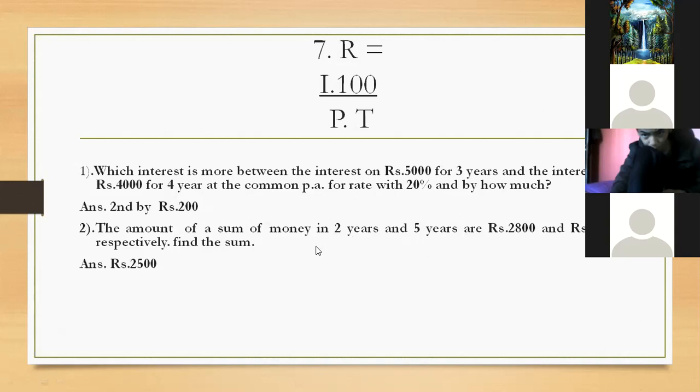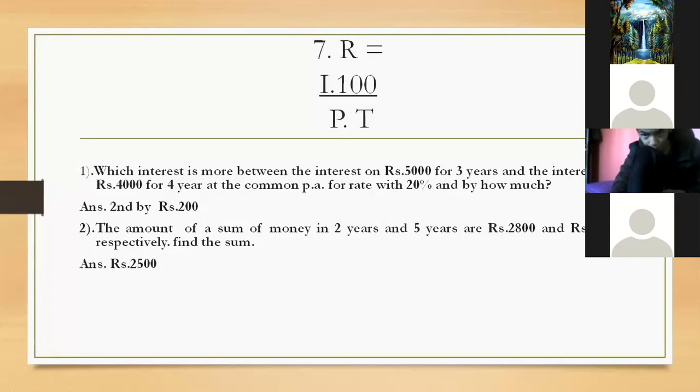After finding the value of R, you can put that value of R in condition 1 or condition 2, either one, no problem. You can choose any one. Both will give the answer rupees 2,500. Are you clear? Yes, sir. Okay.